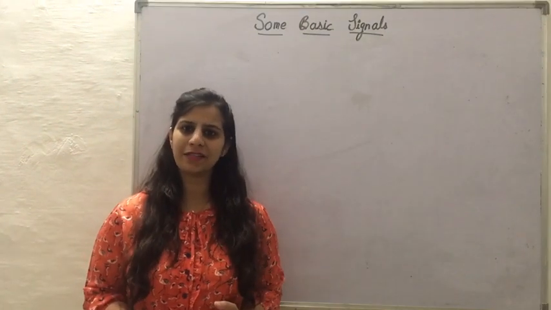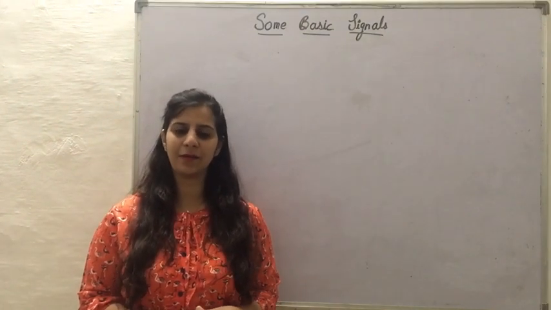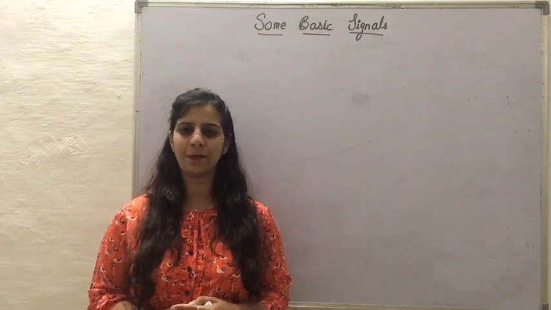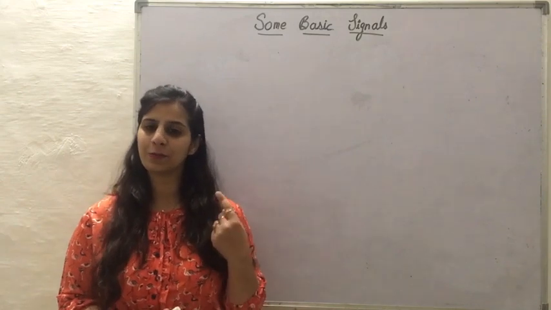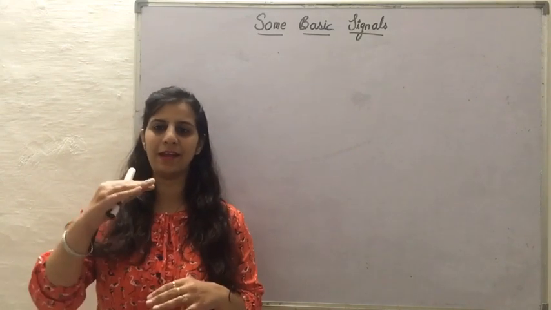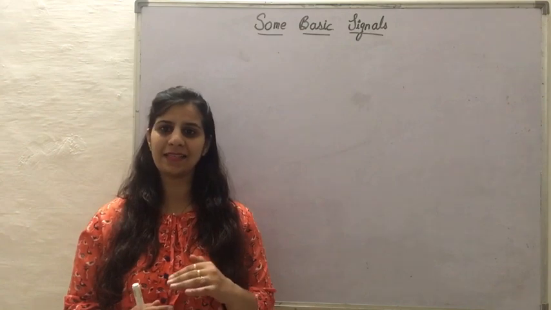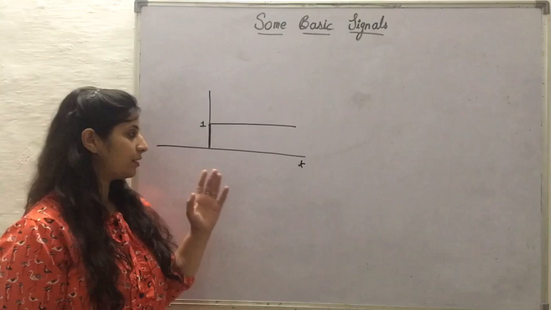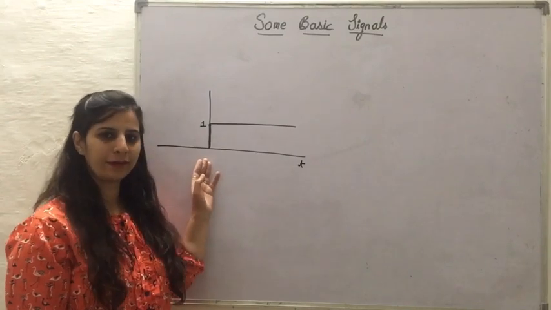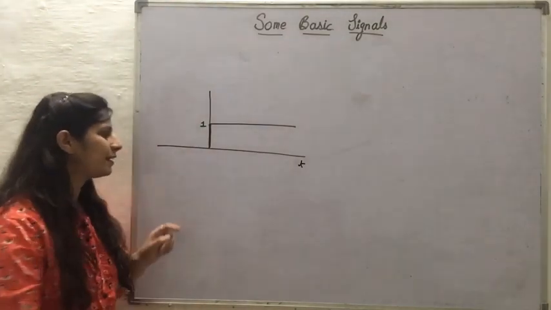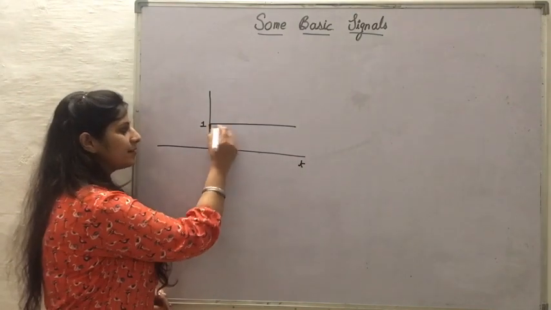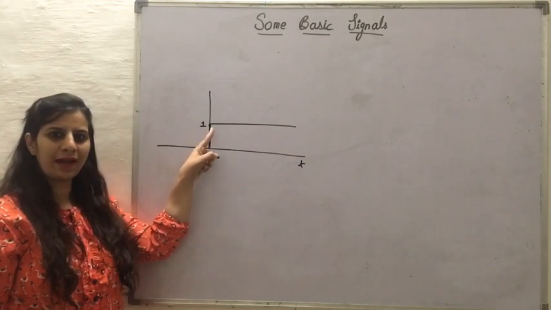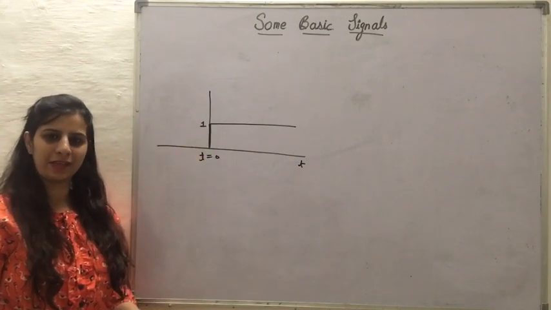In context to the subject signals and systems, there are certain more important signals. The first one out of them is the unit step signal. Now unit means 1 and step means to take a step. So this is a signal that takes a step at t equal to 0 of amplitude 1. This is how the unit step signal is plotted as a graph. This signal is taking a step at t equal to 0 and the step is of magnitude 1, therefore it is a unit step signal.